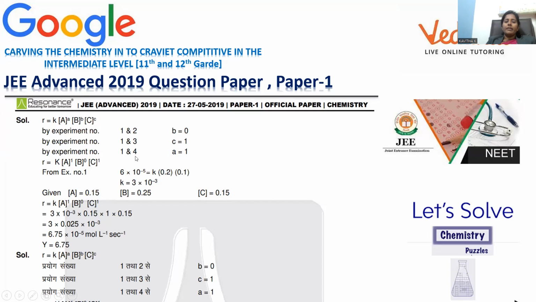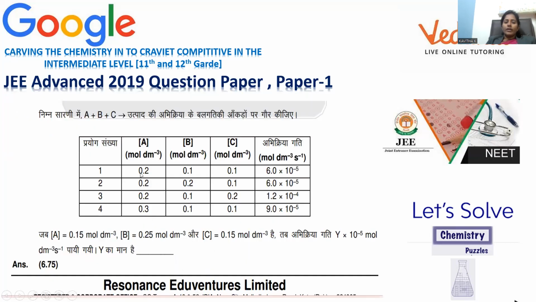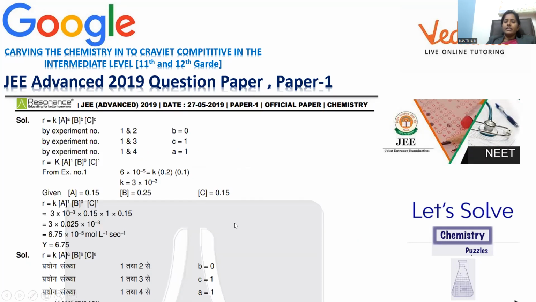By experiments 1 and 4: A is 0.2, here it is 0.3. A value got increased. B remains 0.1 and C remains 0.1 only. But the 6.0 into 10 to the power -5 converted into 9.0 into 10 to the power -5. If you change the A concentration, the rate of the reaction also changes accordingly. That indicates A also follows first order. B follows zero order, C follows first order, A follows first order.